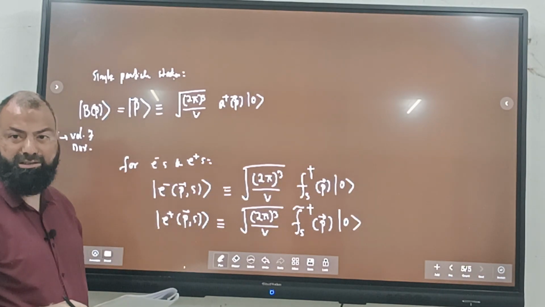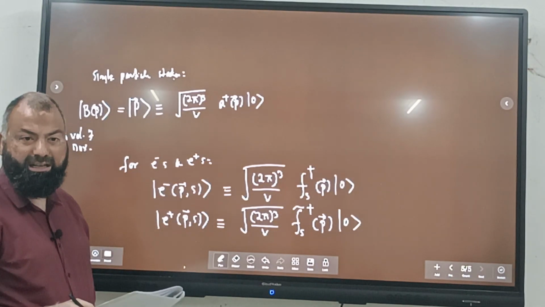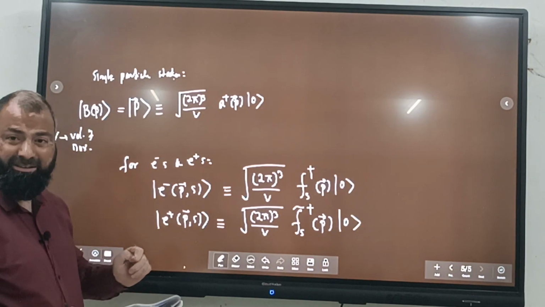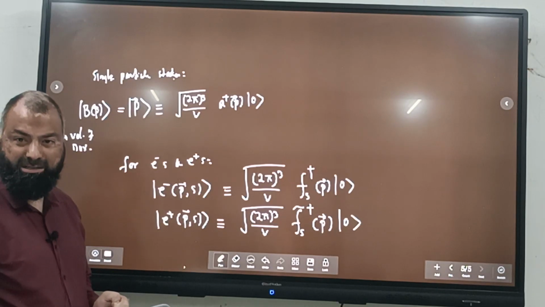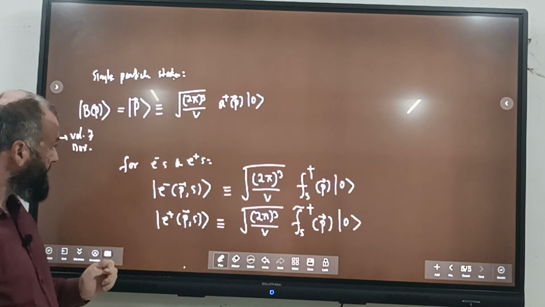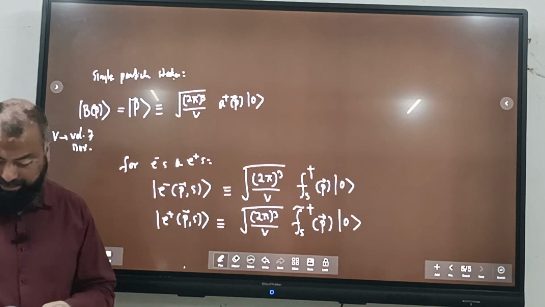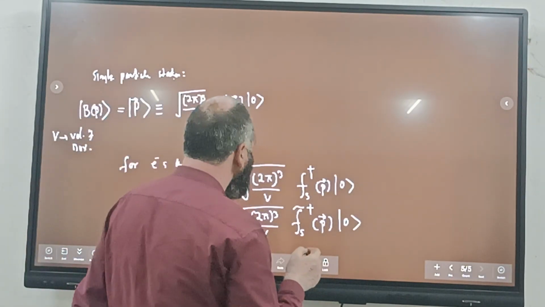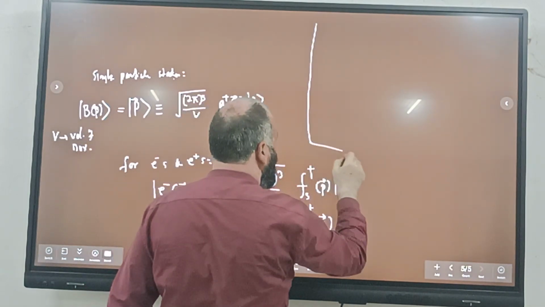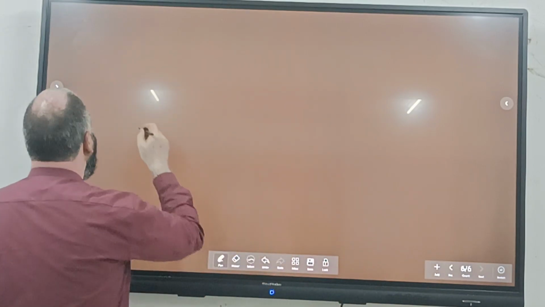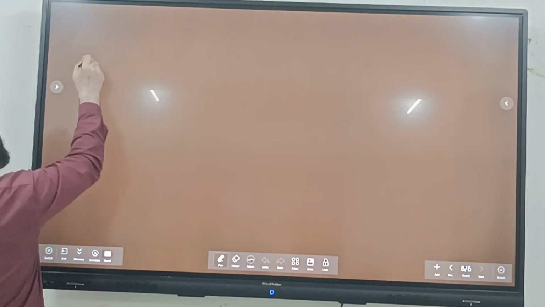Clear? Now let's check the normalization. Let's check whether they are normalized or not. Since these are plane waves, usually plane waves are not normalizable. So now let's look at whether they are normalized or not. Everybody followed it? Any question? Okay, so let me go to the next page. So let's write the normalization.